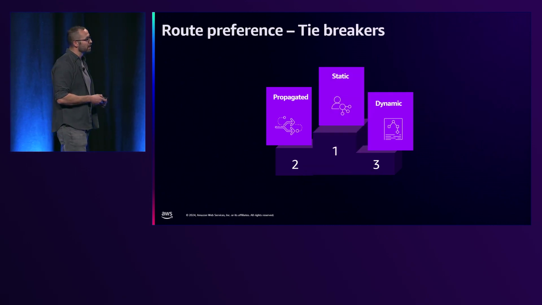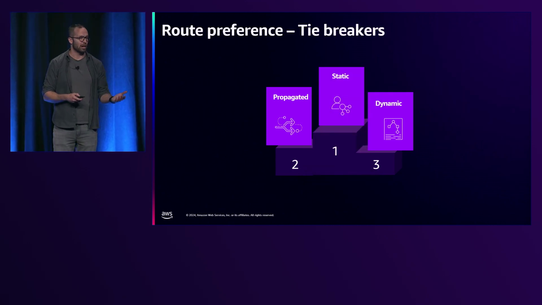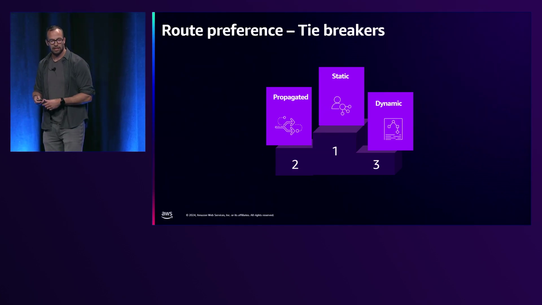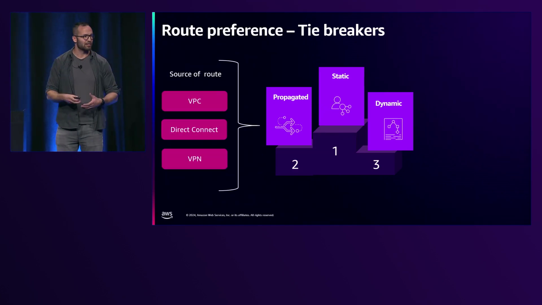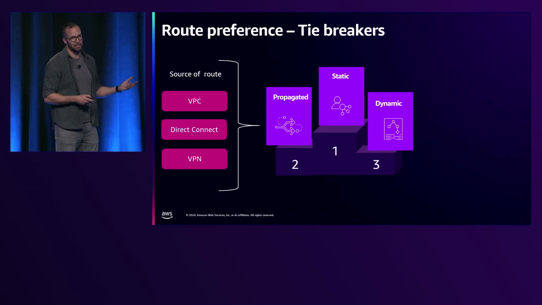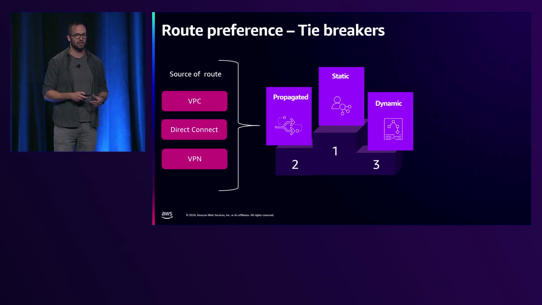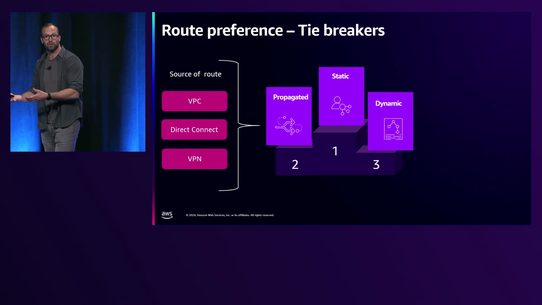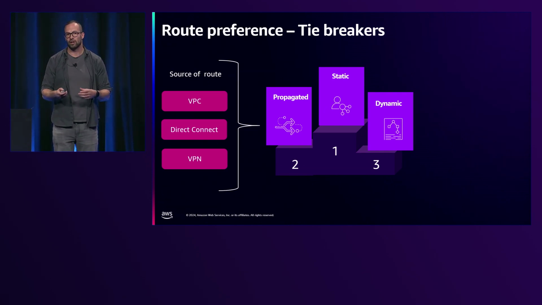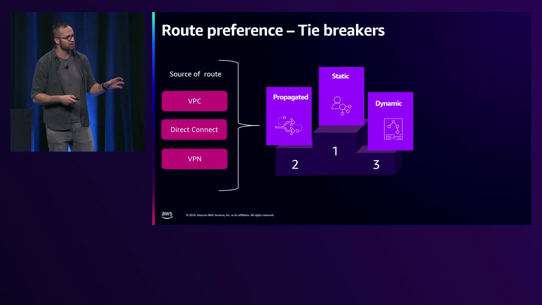Now, we can also have a scenario where, within propagated routes, we might receive the same route from multiple different sources. And there will be tiebreakers for propagated routes. This could be based on maybe the route is coming from a VPC, and that's more preferred over the route coming over Direct Connect, and that is more preferred over the same route coming over VPN. This will depend on the networking solution you're using, and I'll show you some examples as well.